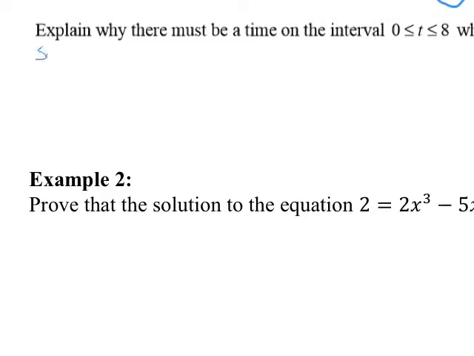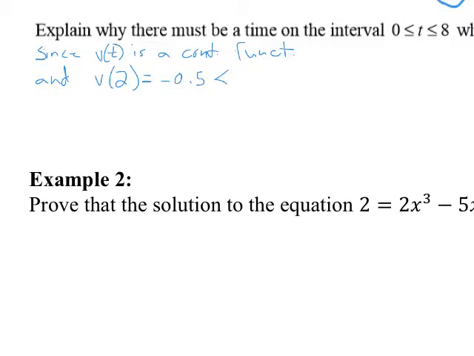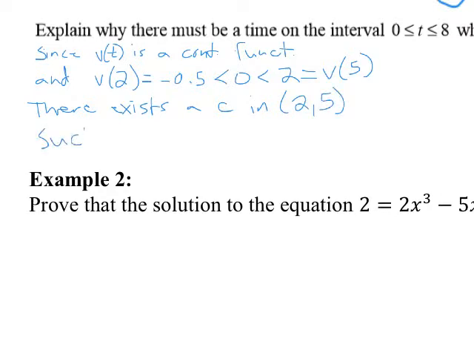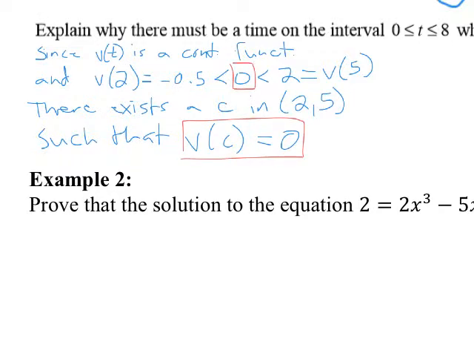And we write, since our velocity function is a continuous function, and V of 2 is less than 0, which is less than V of 5. There's a sign change there, so we can say there exists a C in the interval 2 to 5 such that V of C is equal to 0. And remember, this V of C equal to 0 is what's being pinned. It's the value of interest.